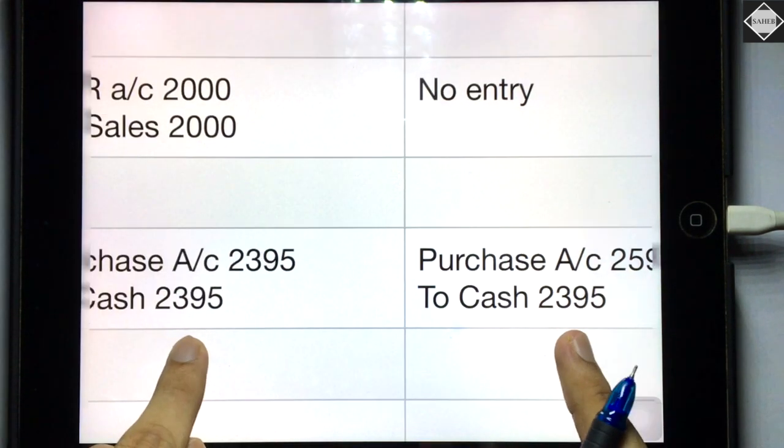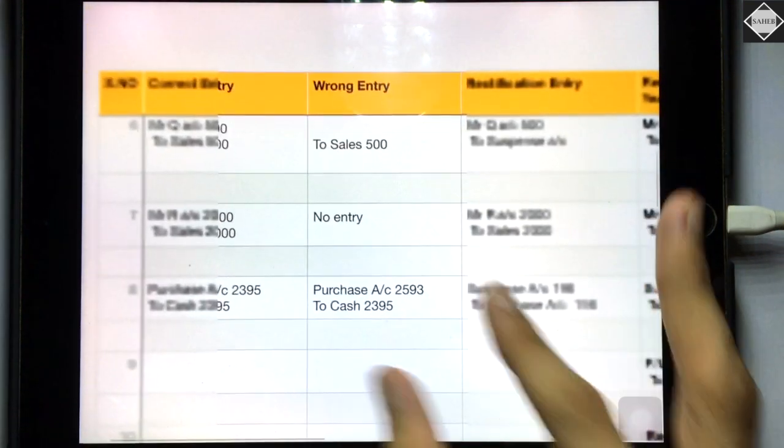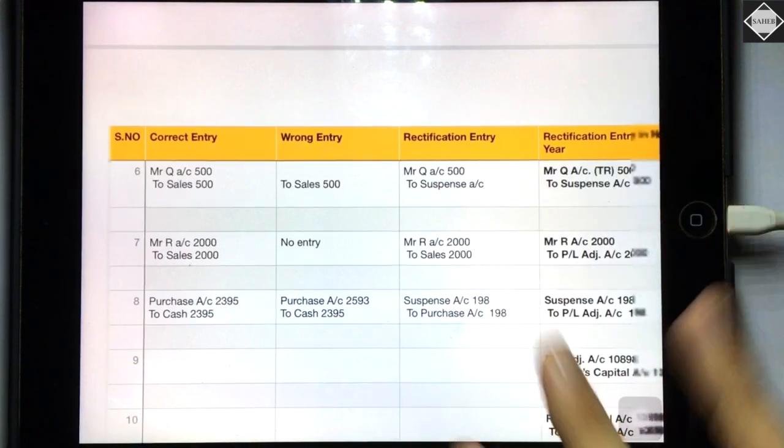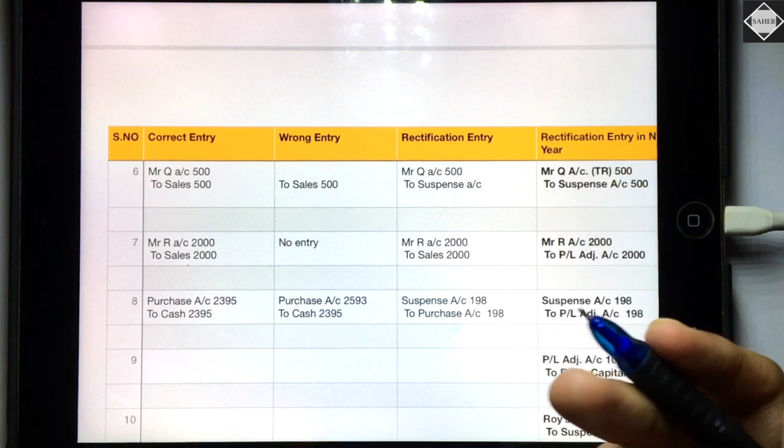2395. It is right. Mistake is there only in purchase. Is it clear? Did you understand? Yes, we got it. So purchase account to cash. This is the wrong entry. So how will you rectify?